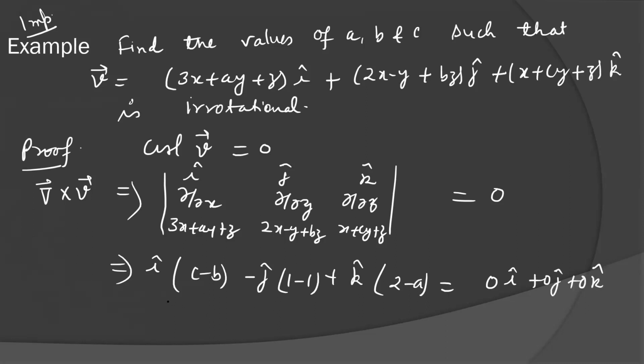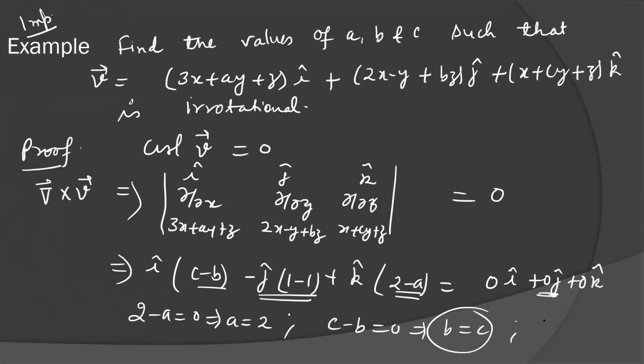If you compare, the coefficient of k is 0, 2 minus a equal to 0 will give you a equal to 2. The coefficient of j is 0 here, so no unknowns are calculated here. Now see the coefficient of i, that is c minus b equal to 0, so b equal to c. So here b or c is arbitrary. You can take any value of b and c, but that value will be always equal. If you take c equal to 2, then b must be equal to 2 again. If c equal to 5, then b will be 5.